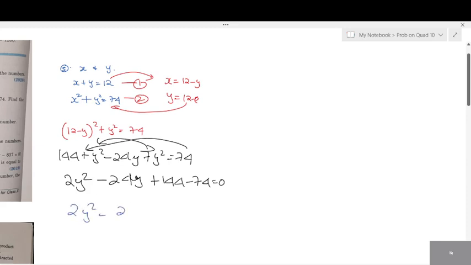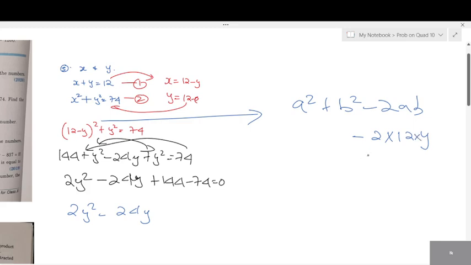Use a minus b the whole square: a square plus b square minus 2ab. Minus 2 into 12 into y is minus 24y. 144 minus 74 is 70. So 2y square minus 24y plus 70 is equal to 0.